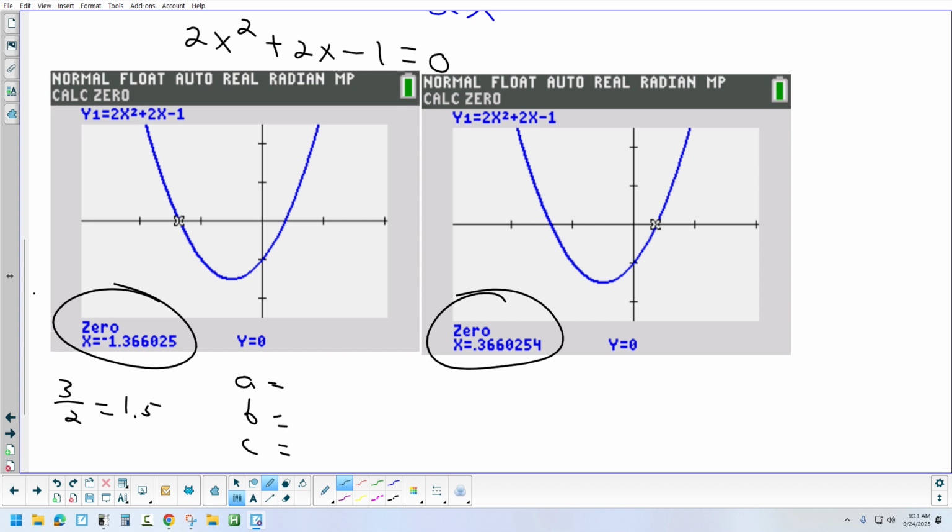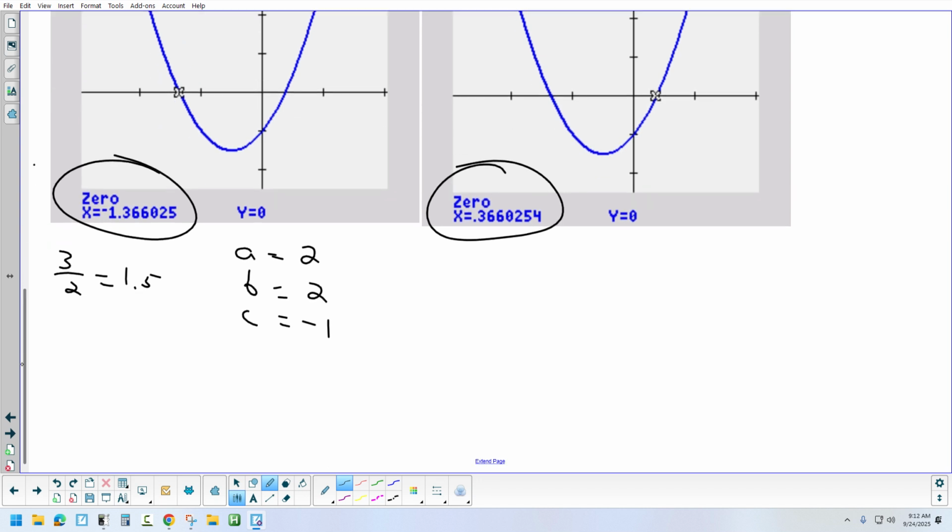What's A going to be? 2. B? 2. Also 2. And C? Negative 1. So we're going to fill in everything to the formula. Can somebody remind me first what the quadratic formula is?